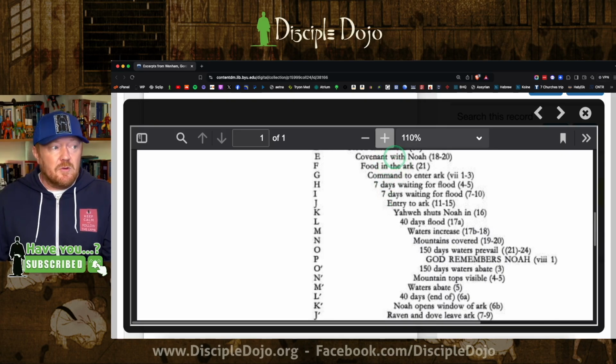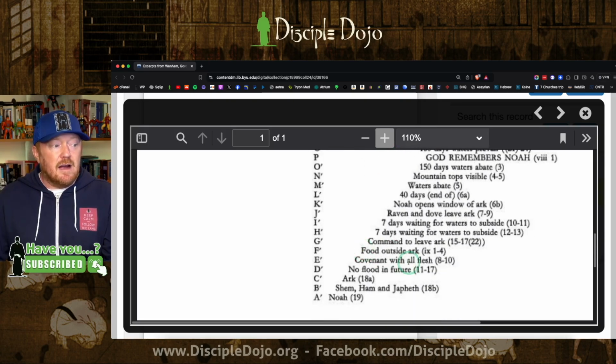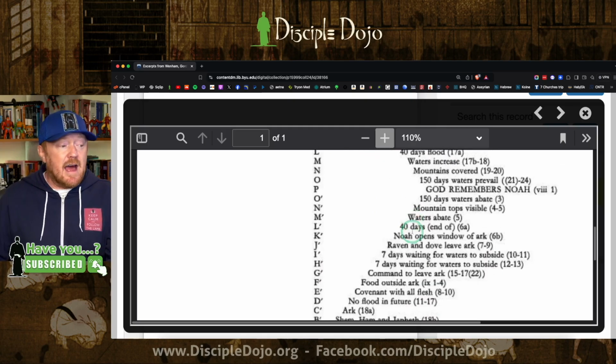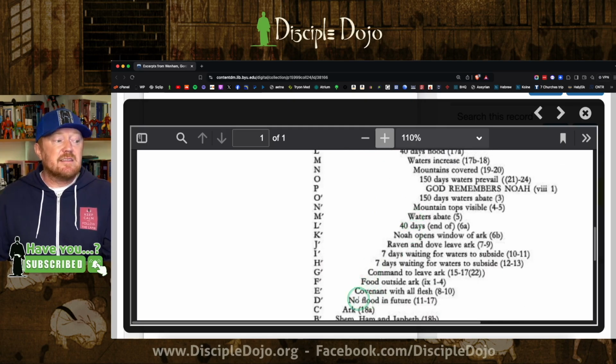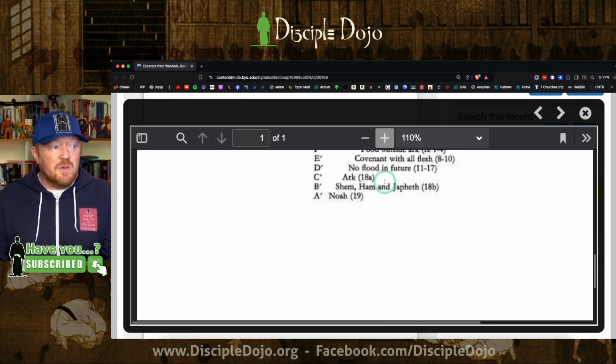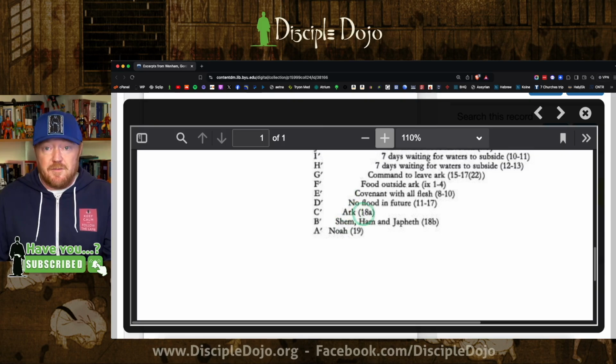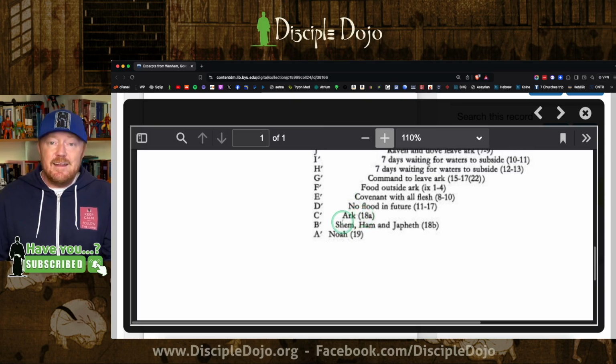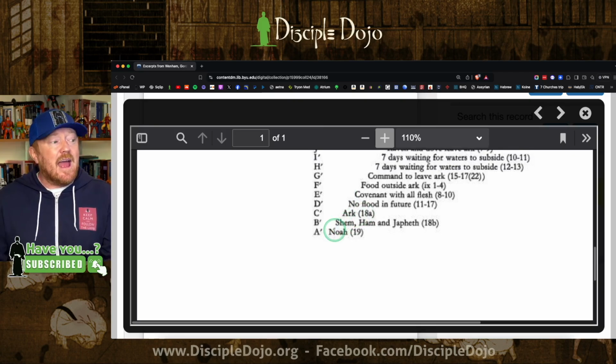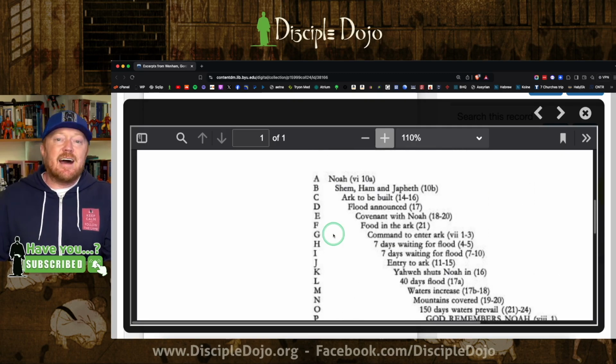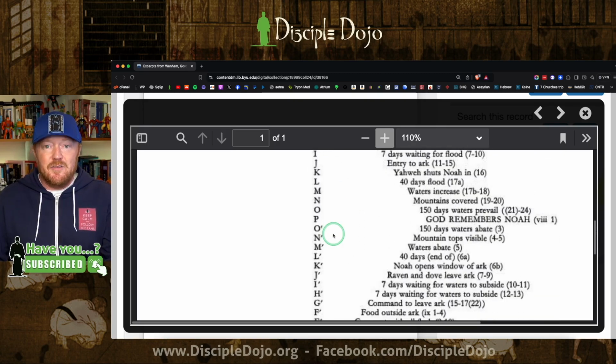God had made the covenant with Noah. Now God makes the covenant with all flesh. And just as the flood had been announced, now what's announced is there will be no flood in the future. Mention of the ark to be built now corresponds to one final mention of the ark. Then we come back to an account with Shem, Ham, and Japheth. And then finally in verse 19, it ends again with mention of Noah. So this is the chiastic structure of the flood account.